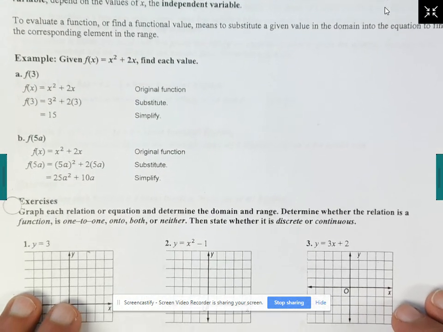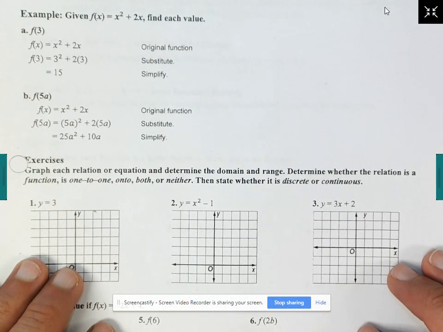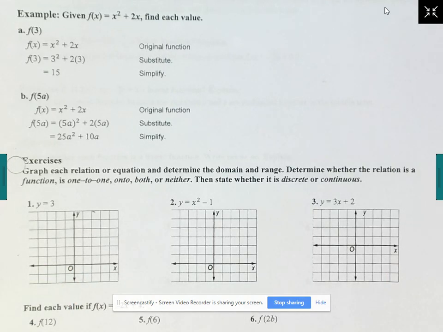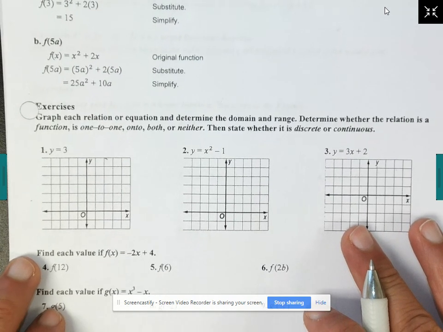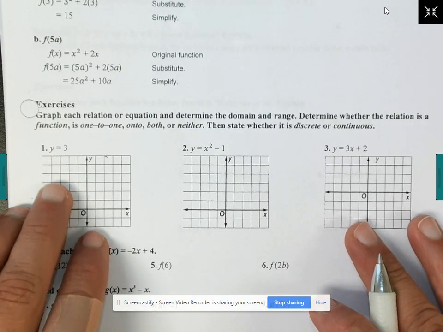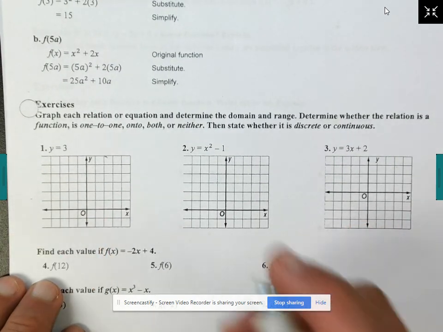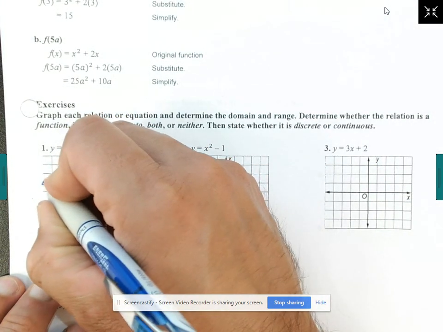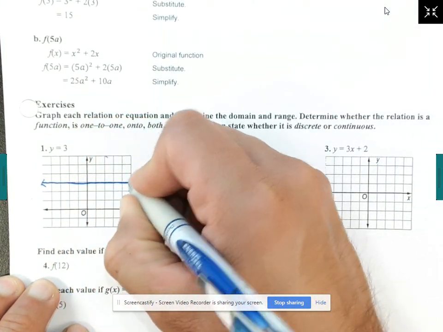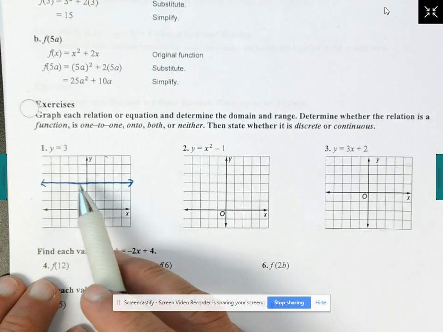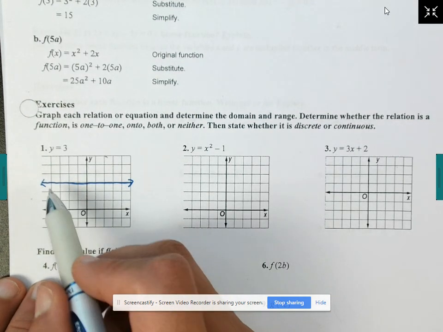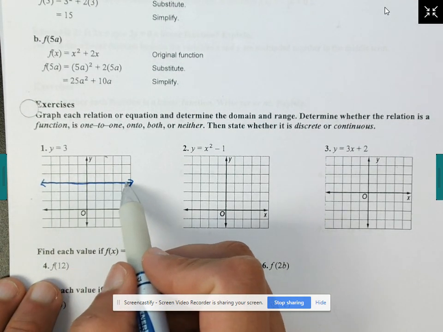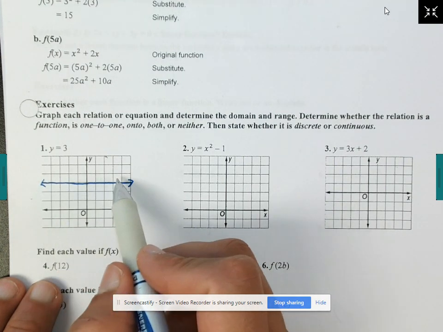Now we're going to go over some stuff that you should already know from the last 2 units that we have covered. Let's talk about this one. First, our job is to graph. And if you remember this from the last unit, y is equal to 3 is a horizontal line across y equals 3. Remember that every y coordinate on this line is 3. So this is why we call this a y equals 3 line.